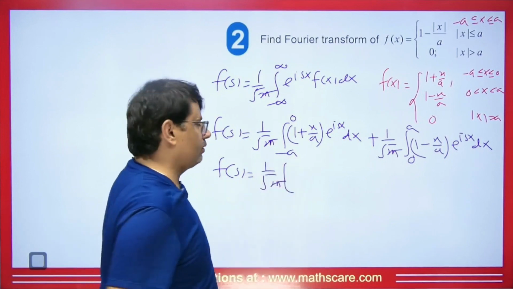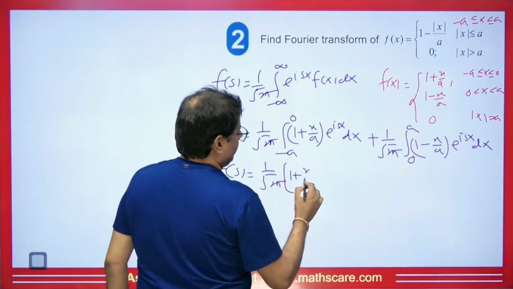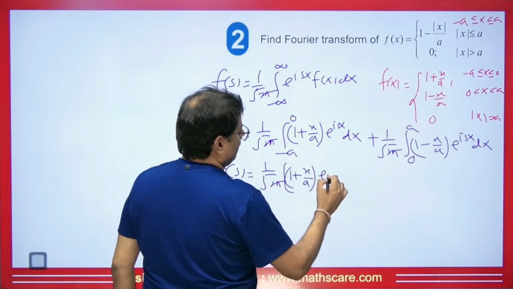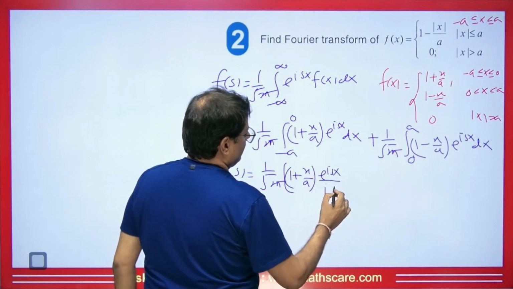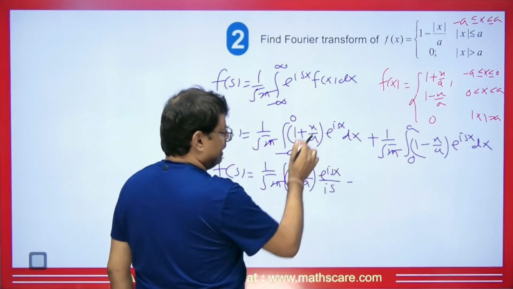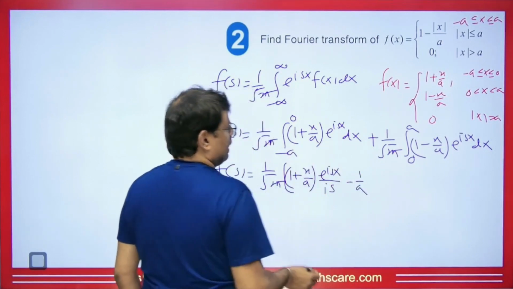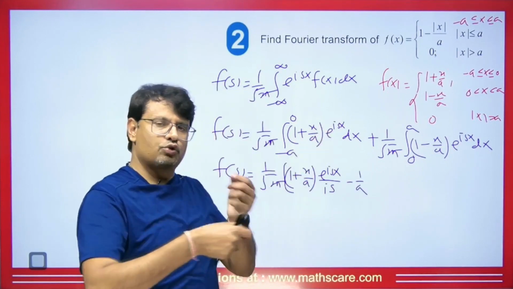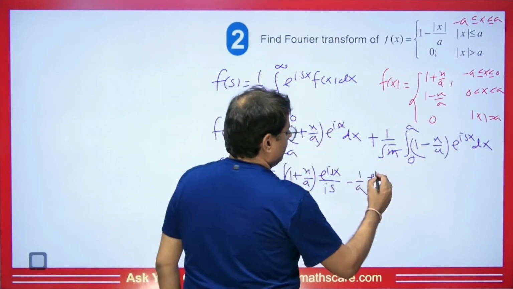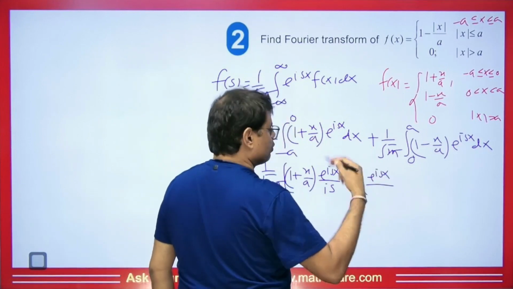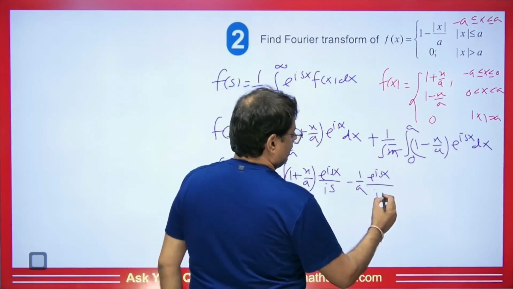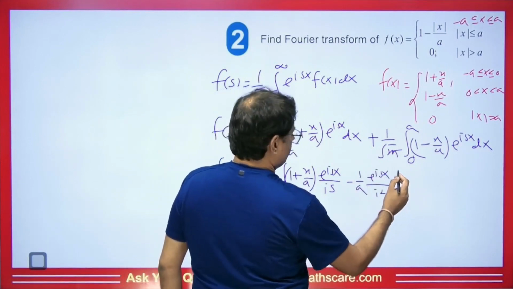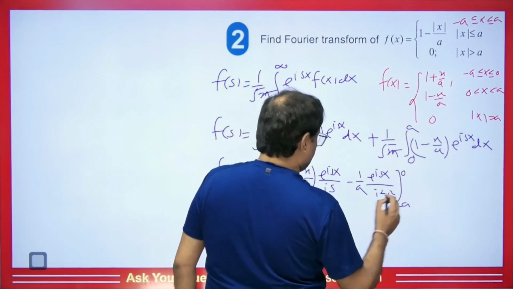So if we apply integration by parts here, what will we get? 1 plus x by a is left, and here it will be e to the power iota s x upon iota s, minus the derivative of this term, which is 1 upon a. We will do it twice, so in e to the power iota s x, we will get iota s and again iota s. So this will be e to the power iota s x upon iota square s square, and the limit will be from minus a to 0.